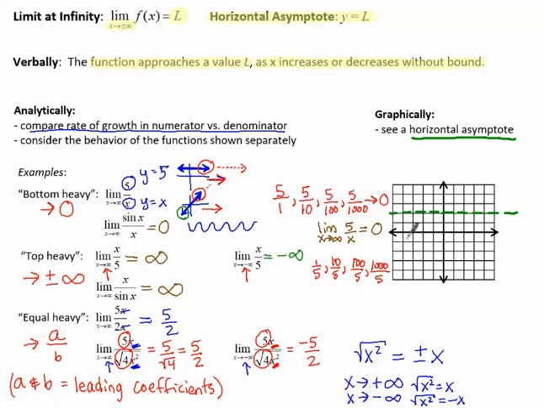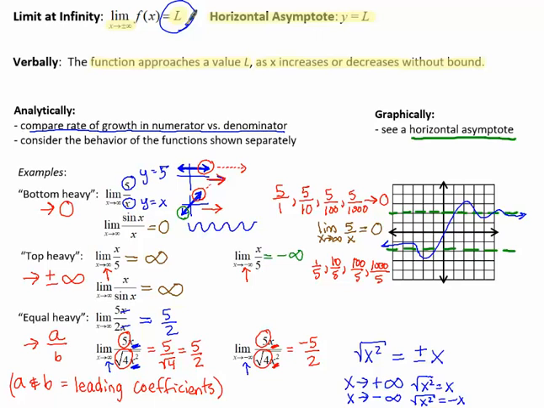Keep in mind that graphs can also have two horizontal asymptotes, and horizontal asymptotes can be crossed. So the function could be doing all sorts of crazy stuff in the middle. It's not about what's happening in the middle, it's about what's happening as x gets infinitely large or as x gets infinitely small. The function is approaching a value.